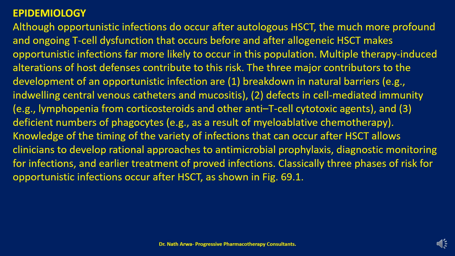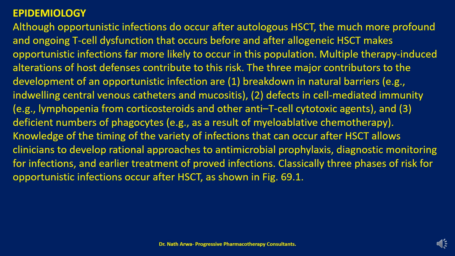The three major contributors to the development of an opportunistic infection are: 1. Breakdown in natural barriers, e.g., indwelling central venous catheters and mucositis. 2. Defects in cell-mediated immunity, e.g., lymphopenia from corticosteroids and other anti-T cell cytotoxic agents, and 3. Deficient numbers of phagocytes, e.g., as a result of myeloablative chemotherapy.